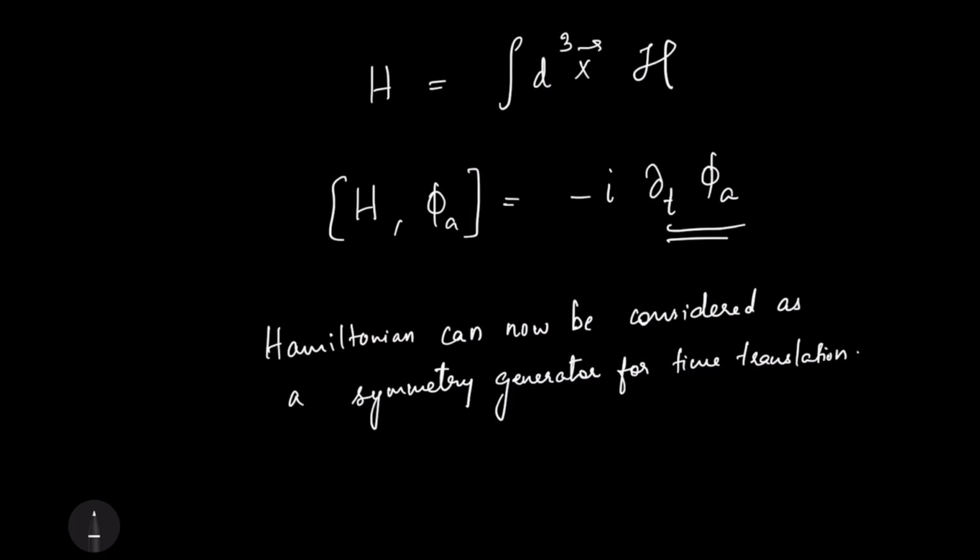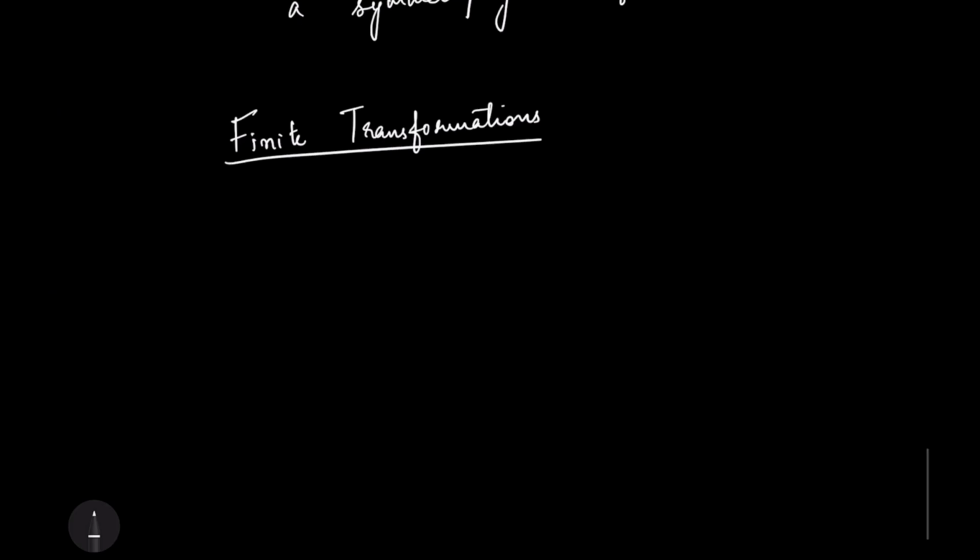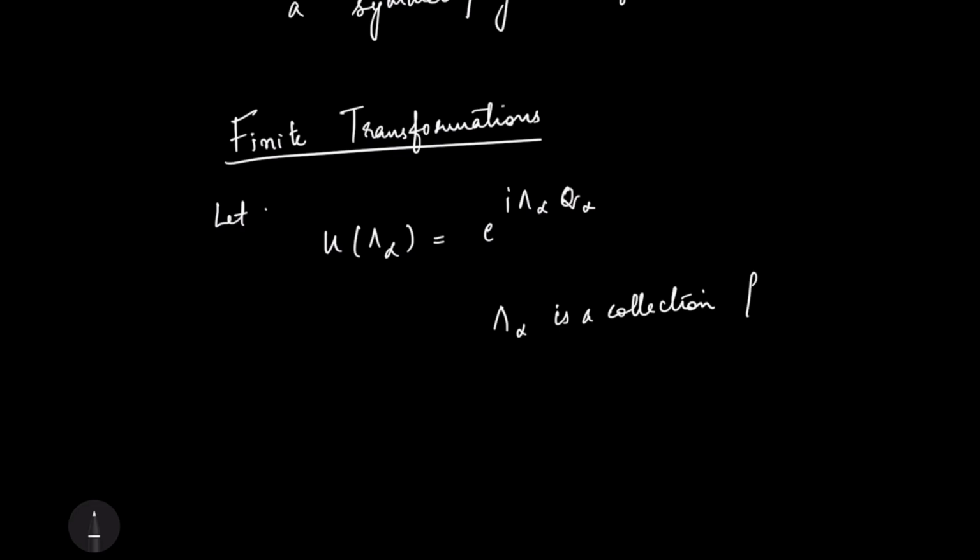So what we have seen till now are the infinitesimal transformations. We can also obtain finite transformations from the charge Q. So let's see the finite transformations. Let us consider U of lambda alpha is equal to e raised to i lambda alpha Q alpha. Let this be an operator. Here lambda alpha is a collection of finite transformational parameters, and these parameters are used to generate finite transformations.